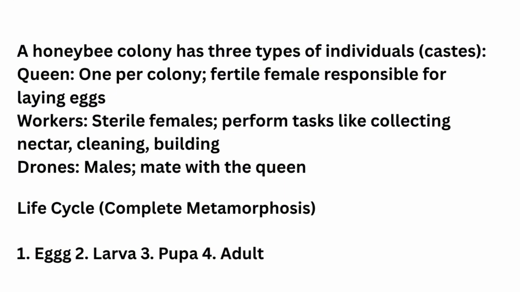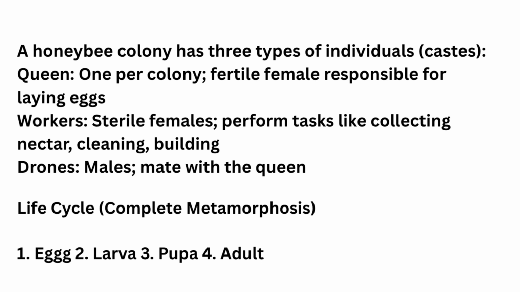A honeybee colony has 3 types of individual. We have the queen. We have only one queen per colony. It is a fertile female that is responsible for laying eggs. Then we also have workers. Now these are sterile females. Their job is to collect nectar, clean, and build. And we also have the drones. The drones are the males. Their function is to mate with the queen.